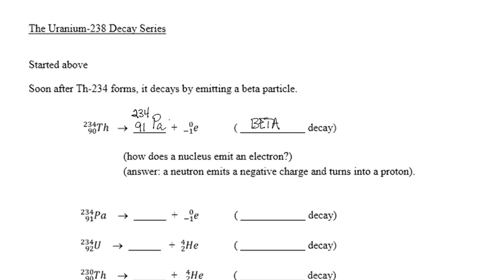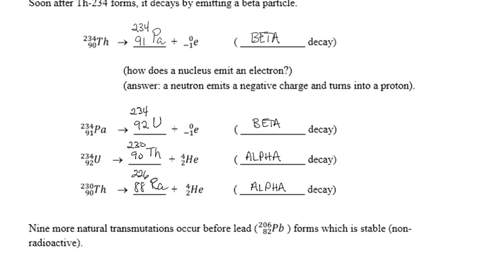So what I would like you to do, go ahead and pause the video and work out the next 3 steps in the decay series. And it should look like what I have written here. There are 9 more natural transmutations that occur before a stable product, lead-206, forms, which is stable and non-radioactive.